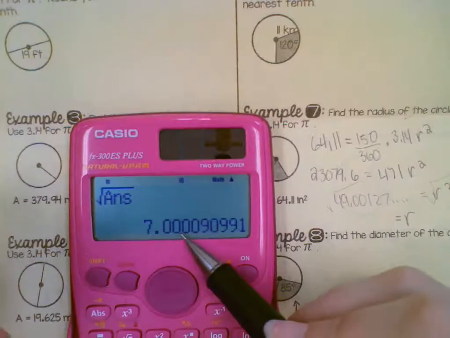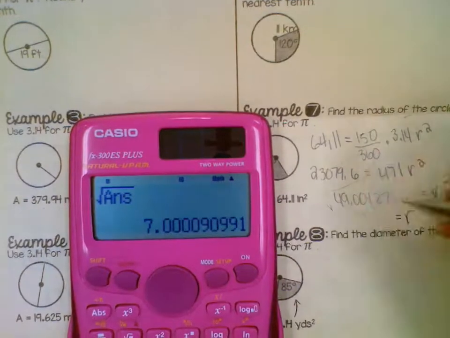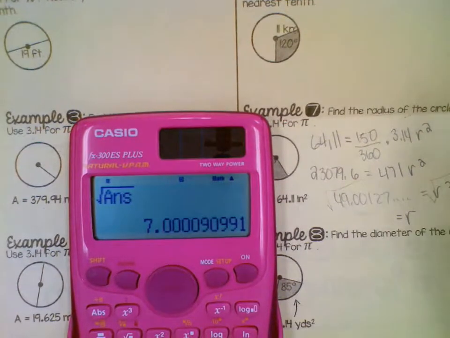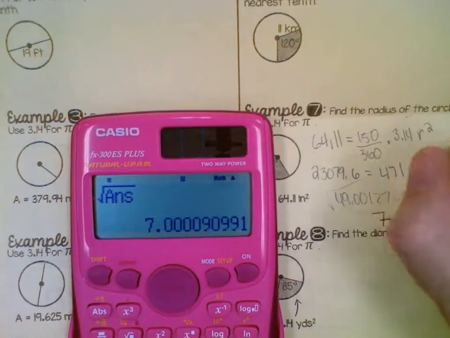So since we have a bunch of decimal points after it, if we rounded to the 10th, 100th, or 10,000th, we wouldn't have anything. So I'm just going to write that r is equal to 7.